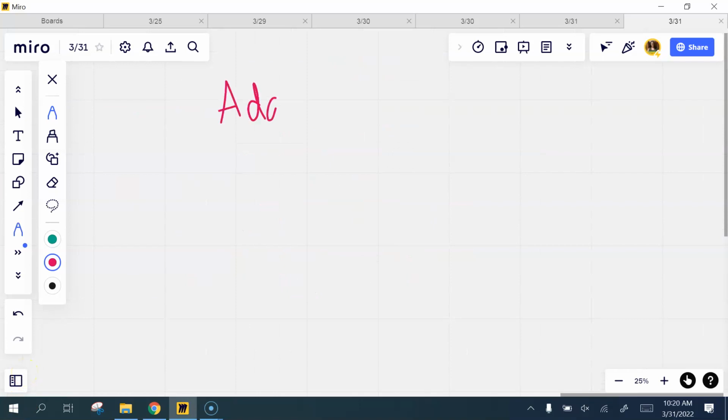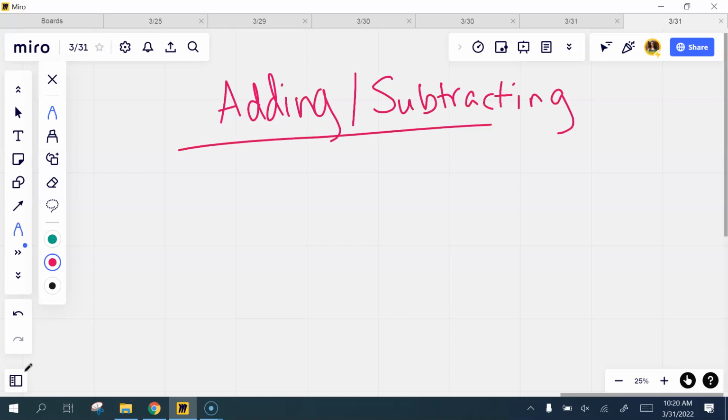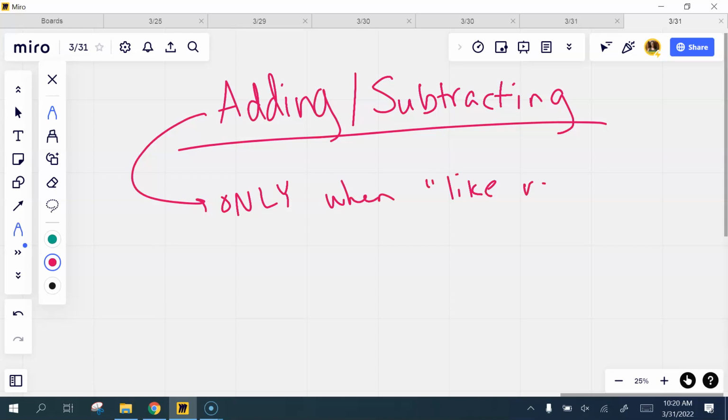Alright, so we simplified yesterday. Today we're going to add and subtract, but we're going to couple it with multiplying, which you've already done. So of course, it continues to be the same thing, just gets a little bit harder as we go. Alright, here's the deal with adding and subtracting. You can only add or subtract when you have what we call like radicals, kind of the same thing as like terms.